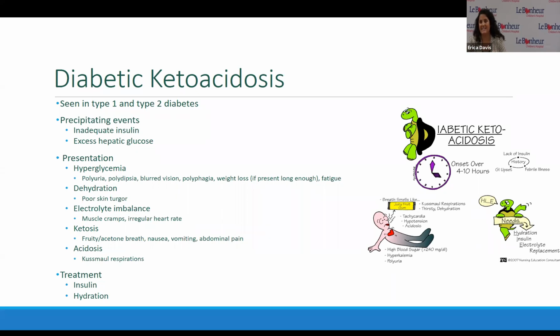Some signs that it's getting worse: we might see that fruity acetone breath. That's related to this thing called Kussmaul respirations. Some people can't actually smell that fruit on the breath.